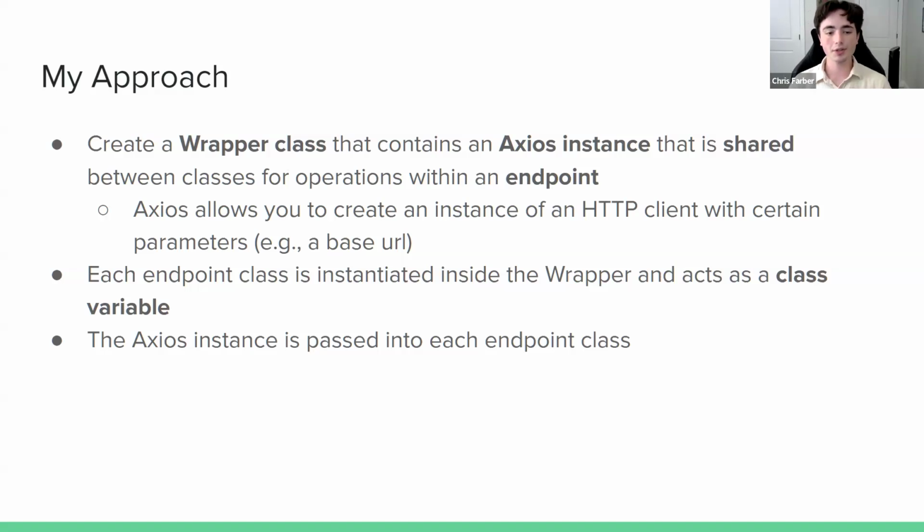And Axios, as I said earlier, allows you to create an instance of an HTTP client, and you can pass in certain parameters, such as a base URL. And this just allows for ease of life: once you use this client, you don't need to explicitly state the base URL each time. It just already knows that because it's stored within that object.